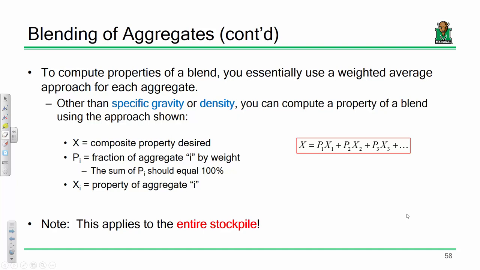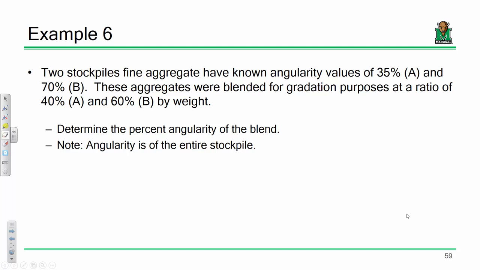Let me go through a really quick example, and I think this one's pretty straightforward. So if I have two stockpiles of fine aggregate, and they have known angularity of 35% and 70%. And again, this works for any property that's not specific gravity or unit weight. Because of the division involved, you calculate those blended properties a little bit differently. It's not that big of a deal. It's just a little different.